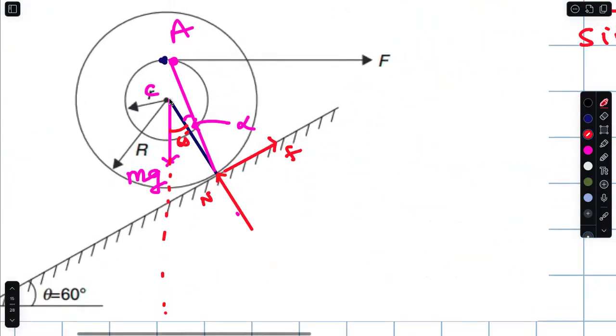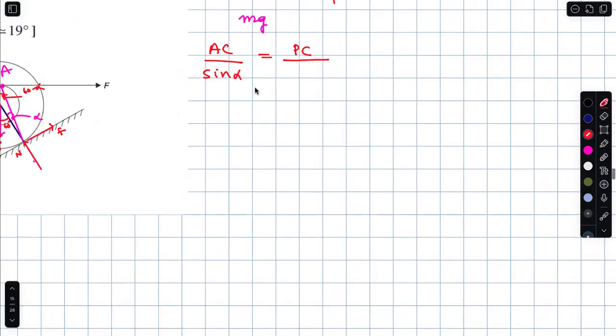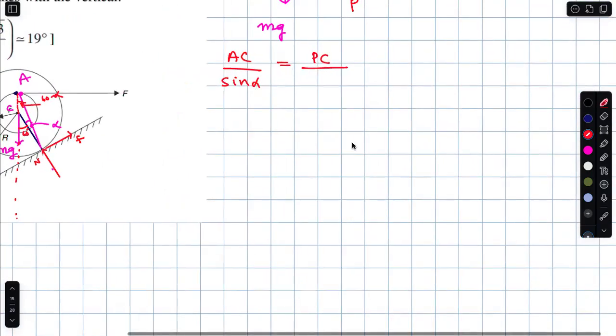Then what does this angle become? As per mathematics, this angle plus this angle is 60, and this angle is 60 minus alpha. Therefore, what it should be? Sine 60 minus alpha.